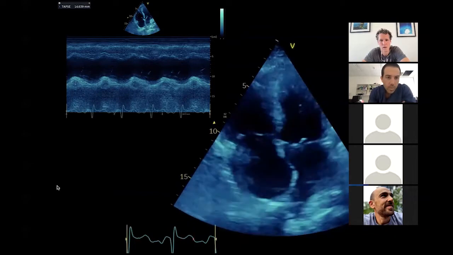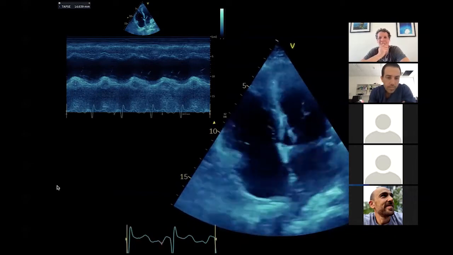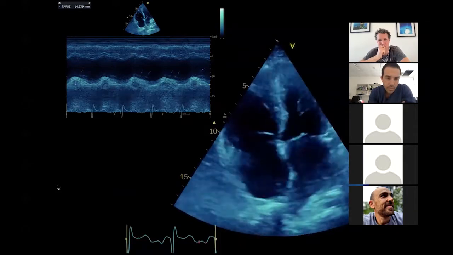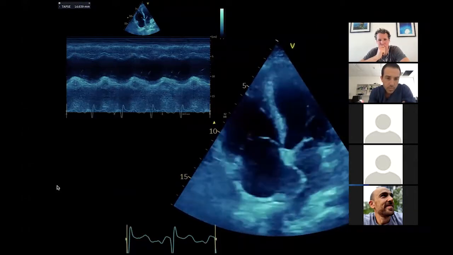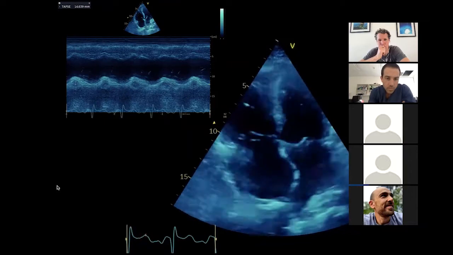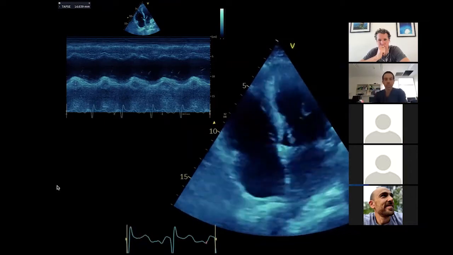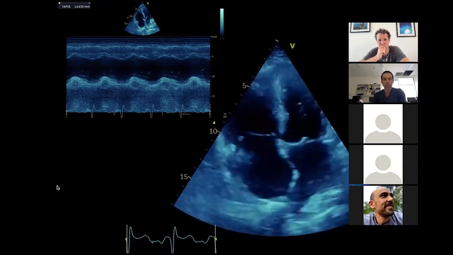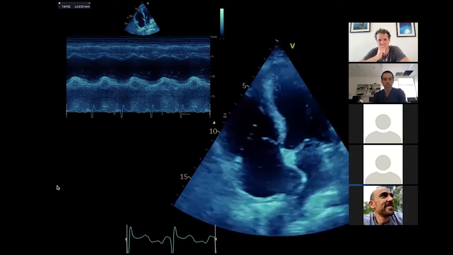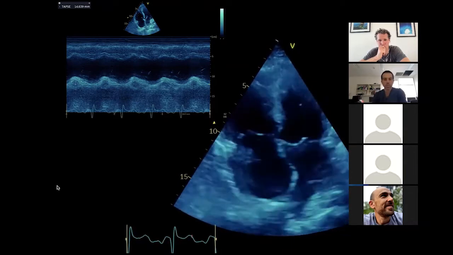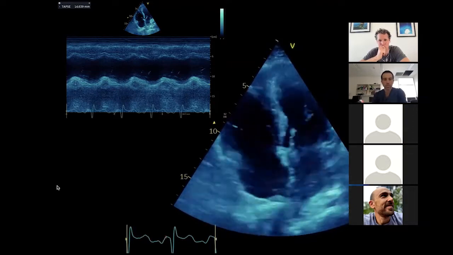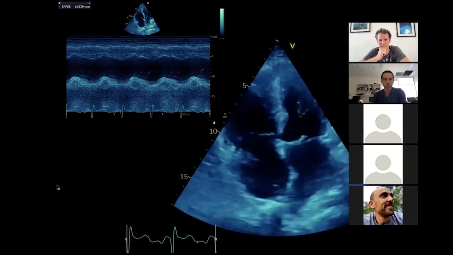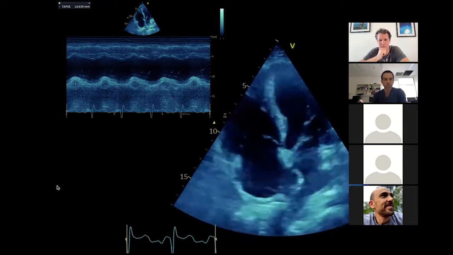So, apical 4-chamber view, and a very abnormal study as compared to the previous study. So biatrial enlargement, the right atrium is significantly enlarged, and the intra-atrial septum is pushing towards the left, and the right ventricle is severely enlarged. The interventricular septum is also deviated towards the left, and there's interventricular interdependence in the motion of the septum.